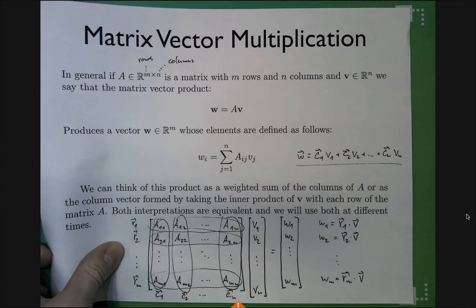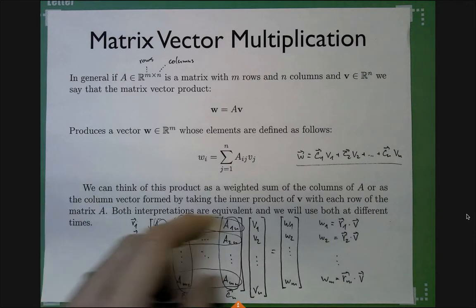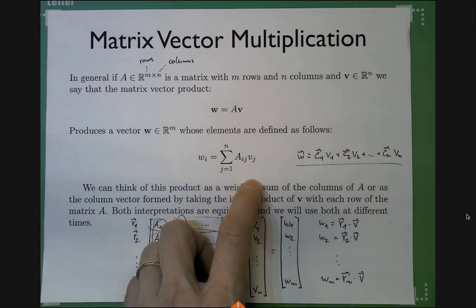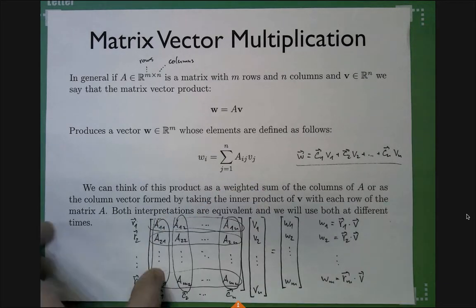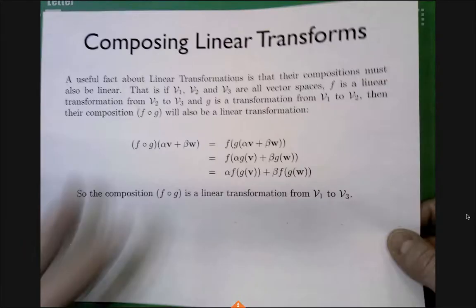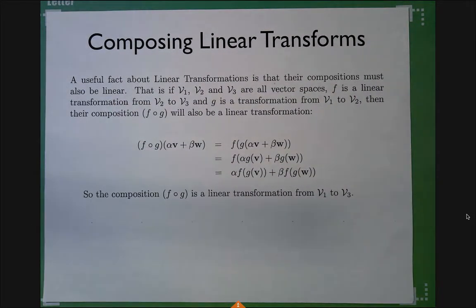Okay, so we are almost at matrix multiplication. The next level from matrix vector multiplication will be matrix multiplication. So how do we get there? Very interesting. We start by thinking about composing linear transformations.